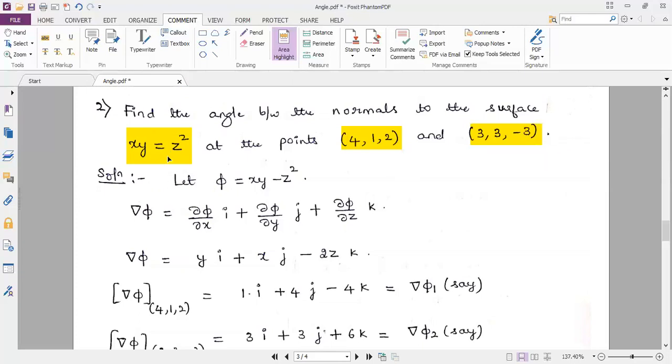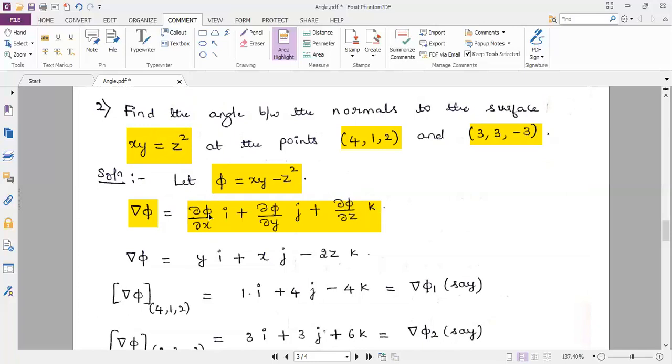Let us denote the given surface by phi. So phi is equal to xy minus z square, taking all terms to one side. First, we will find out grad phi. Grad phi at the given point, we have to find out. So grad phi is given by dou phi by dou x i plus dou phi by dou y j plus dou phi by dou z k.